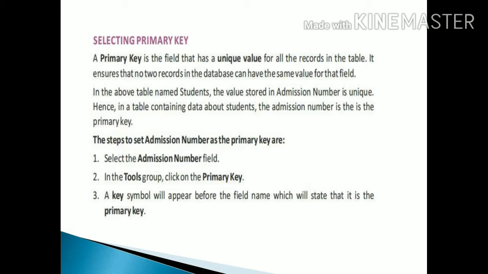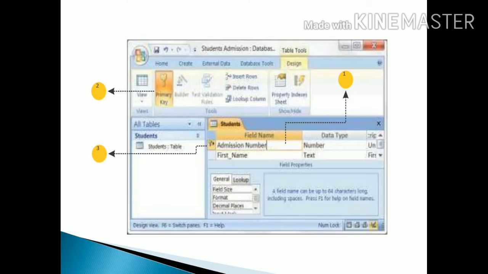Select the admission number field. You can see it on the screen here. In the tools group, we have the primary key icon on the top, on the left side. Click on primary key, and when it is clicked, automatically that icon appears beside the admission number field. You can see the small key icon here. That means that particular field has been set as the primary key.